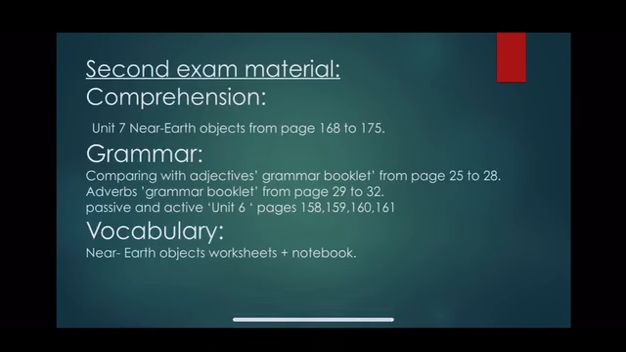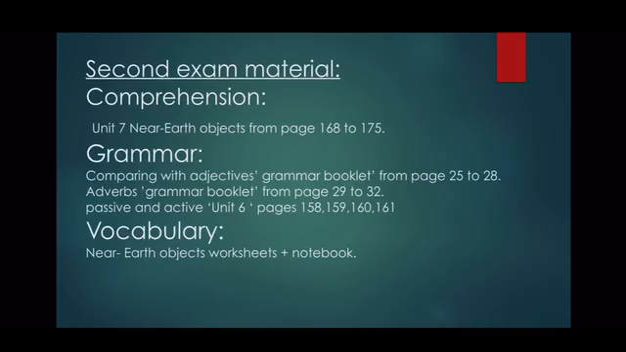Now, for your second exam material, in the comprehension part, you're going to have paragraphs from the text you have, which is Near Earth Objects. In the grammar, you're going to have questions about adjectives, how to compare between adjectives, and it is in your grammar booklets. Also, you're going to have questions about adverbs. It is also in your booklets, and you're going to have a question on passive and active, which is in Unit 6. So please study well.